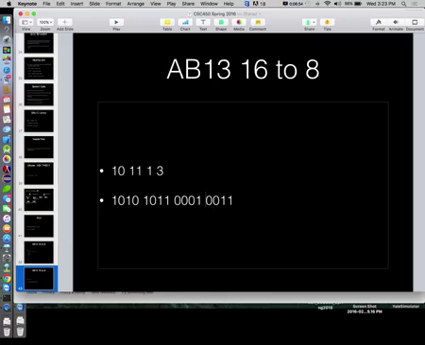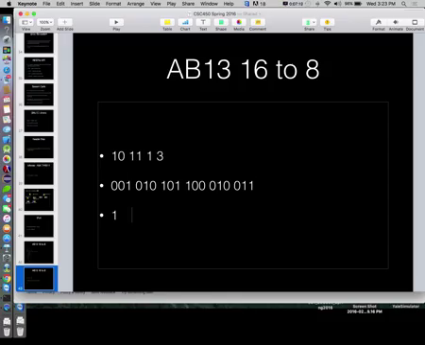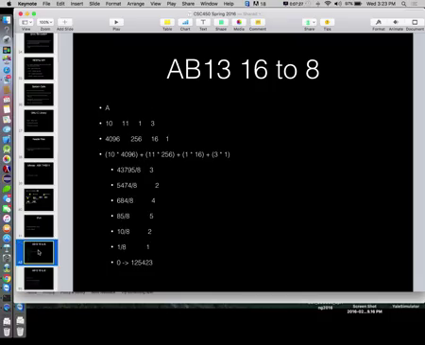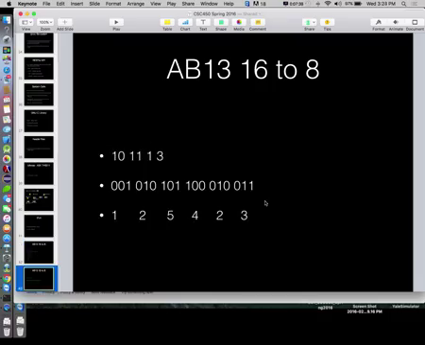All right. So now, put this all together. And now you turn it into 3-bit chunks. This first one is 1. Second one is 2. Third one is 5. 4, 2, 3. A little bit quicker. Now everybody who had 325 should have gotten that one.